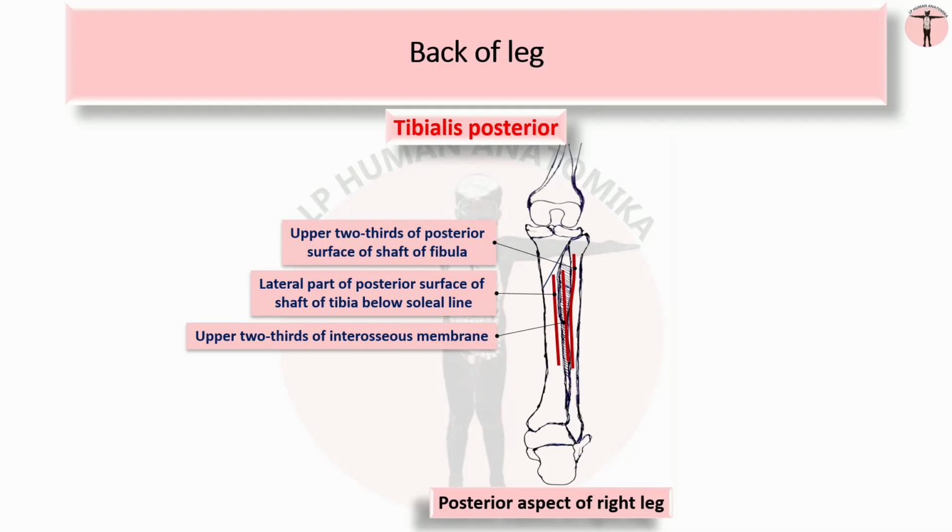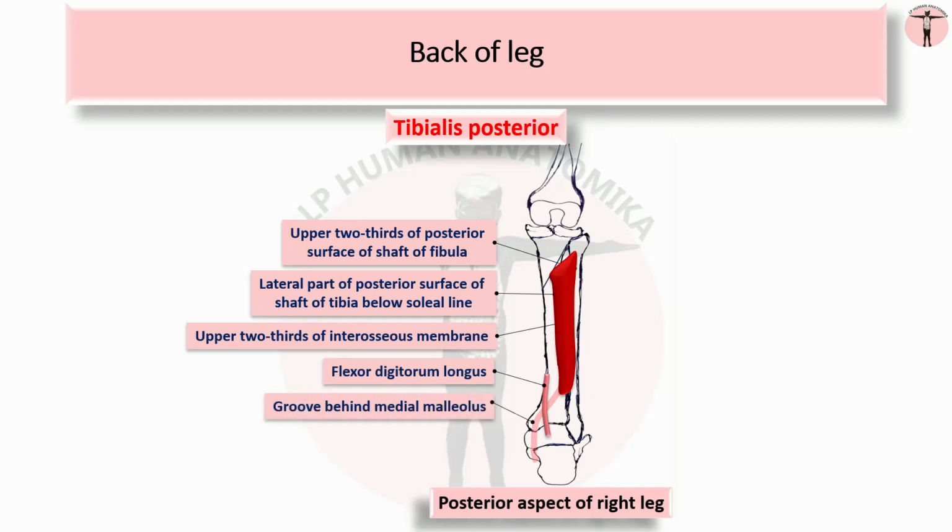The muscle fibers are directed downwards and the tendon in the lower part of leg passes deep to the tendon of the flexor digitorum longus. Then, in the groove behind the medial malleolus enclosed in the synovial sheath, it passes deep to the flexor retinaculum and enters the sole.